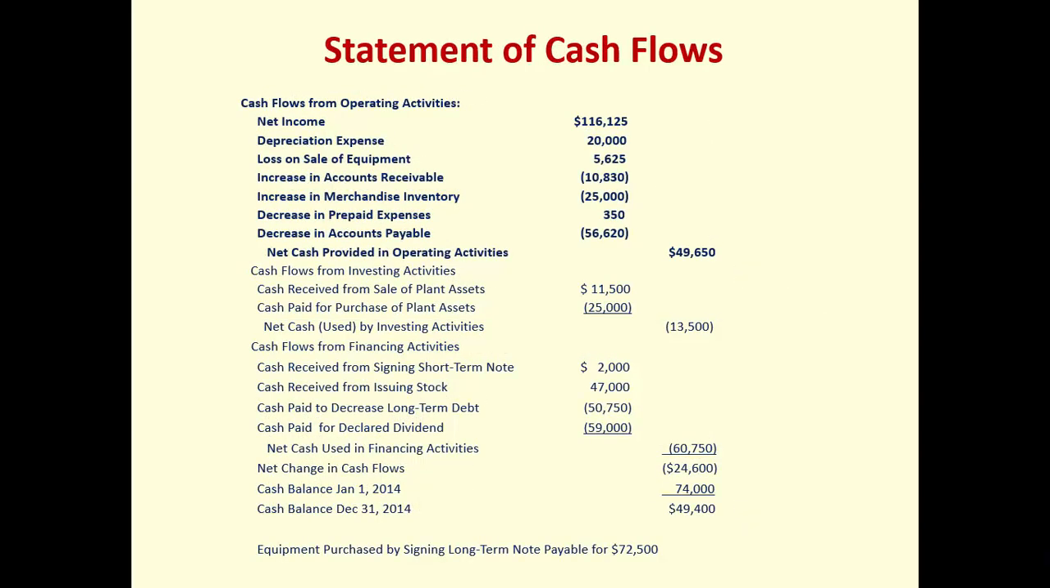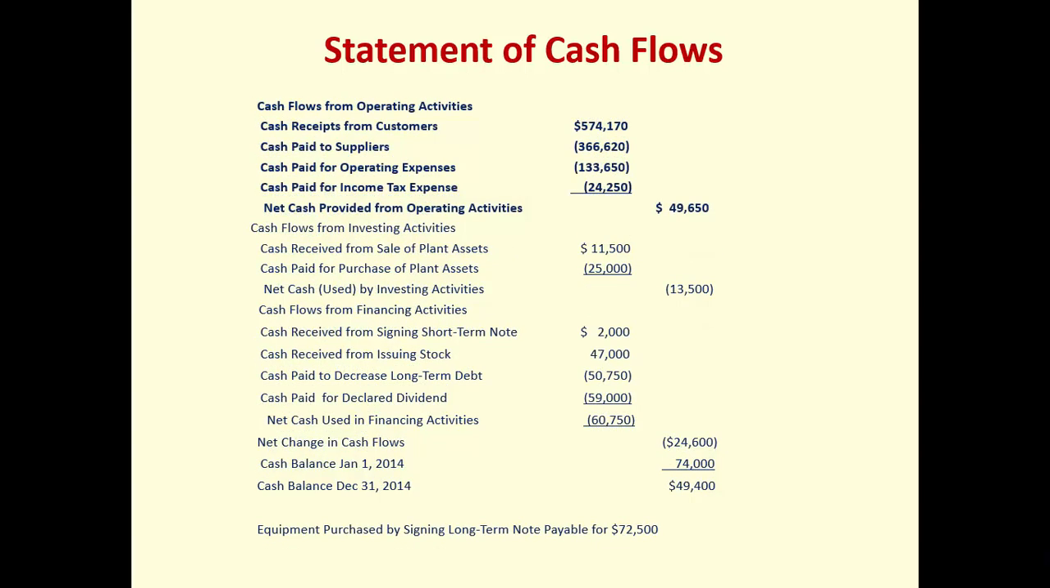Okay, now let's look at the statement of cash flows. This was the other way, showing the indirect method. Now let's change it, showing the direct method. You end up with the same numbers. It's just presentation. You can choose to use the direct method or the indirect method for the statement of cash flows. You're required to use the direct method for investing and financing.